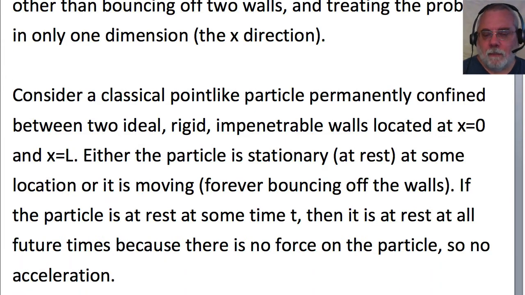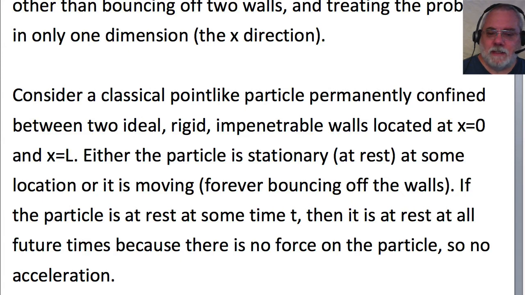Consider a classical point-like particle or a finite-sized object and its center of mass permanently confined between two ideal, rigid, impenetrable walls located at x equals 0 and x equals L. Either the particle is stationary at rest at some location, or it is moving, in which case it will forever bounce off the walls. The walls are perfect, ideal, elastic, so no energy gets lost, so the object will forever bounce between the walls.